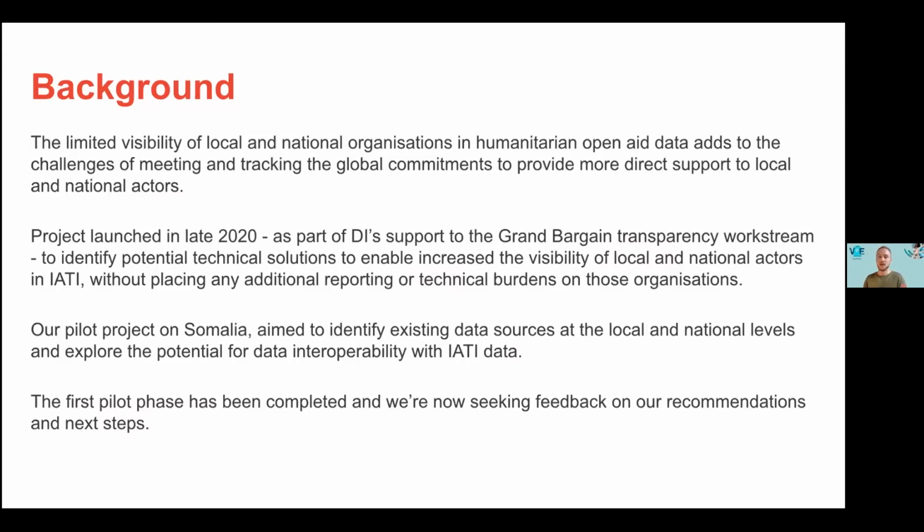So we undertook a pilot project in Somalia, aiming to identify some data sources at the local and national levels that we could integrate with IATI data to gain a bigger picture. And the main data source that we looked at here was the 3W reports published by UN OCHA. We finished now the first phase, and we wanted to share where we've got to so far and get feedback on our recommendations and next steps.